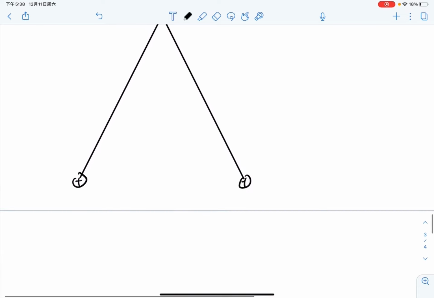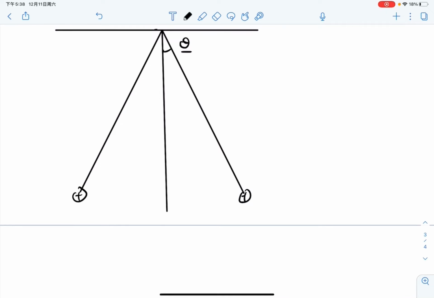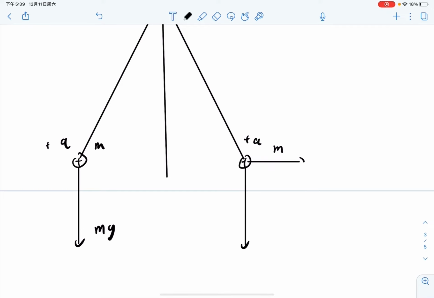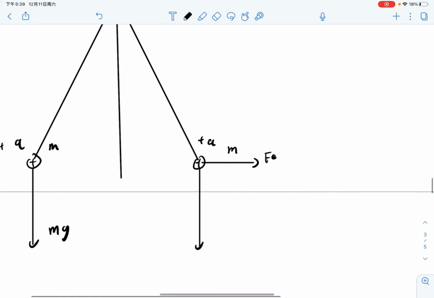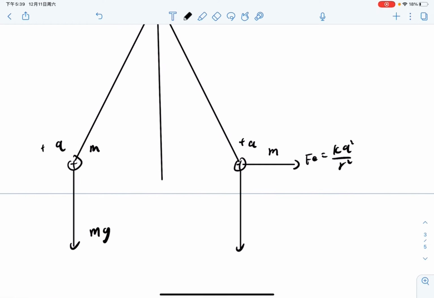So we want to find out the angle theta, and this is a positive charge with Q, and the mass is M. So the first force is mg, the gravitational force. And the second is Fe, which is equal to kq squared divided by r squared. And here is the tension.